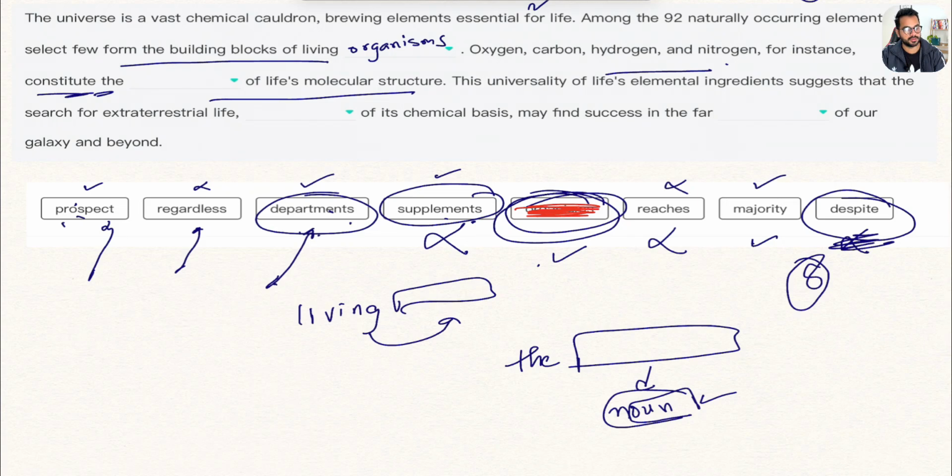Reaches is a verb. Majority is also a noun. Despite is a preposition, so can't be. So the options that I am left over with are prospect, departments, supplements, and majority. Let's read out the sentence.